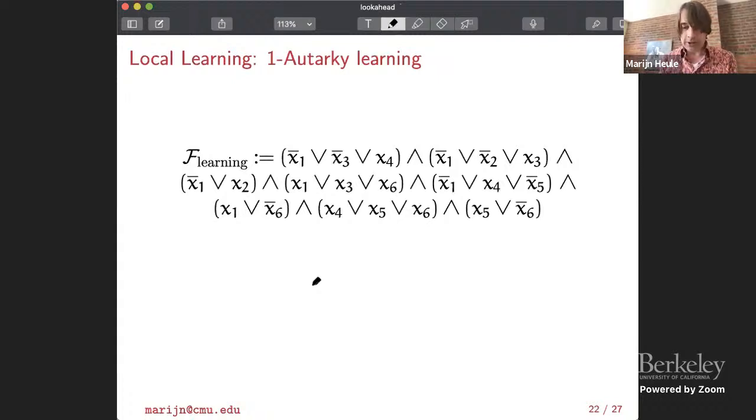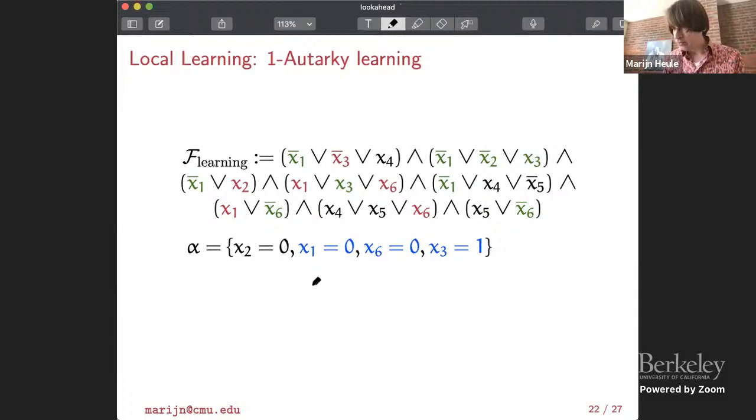Another cool thing here, and this is much more effective than autarkies because autarkies are kind of rare, is the one autarky learning. So now we assign x2 to true, or to false, sorry. This implies x1 to false, x6 to false, and x3 to true. Now we have a one autarky. Notice that this clause is the only clause that has been reduced but not satisfied.